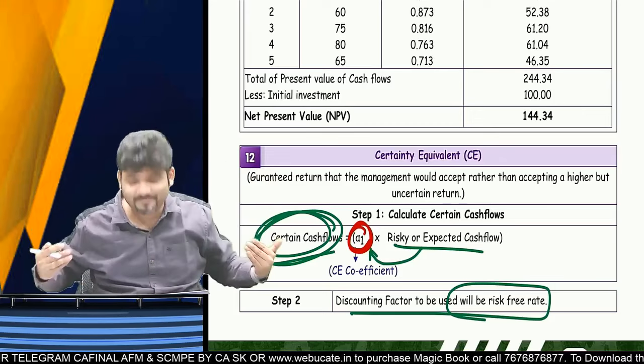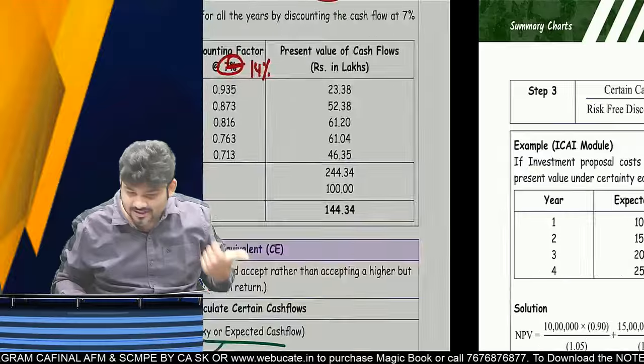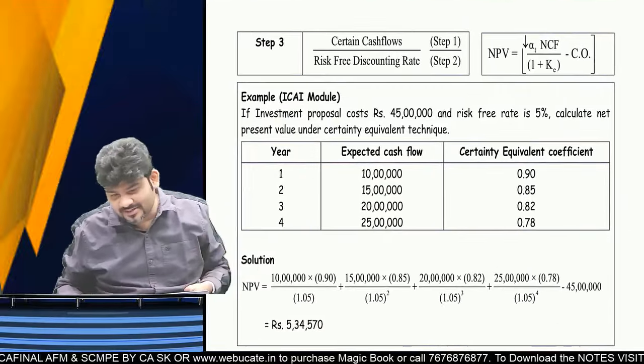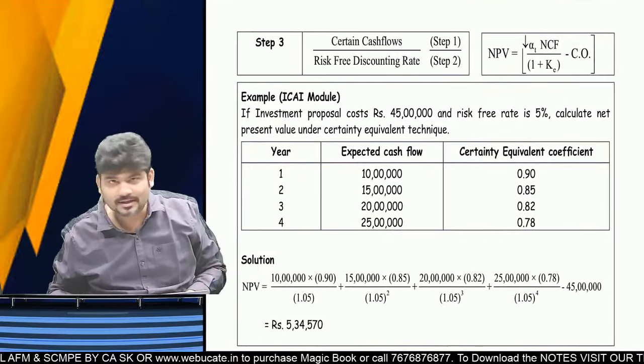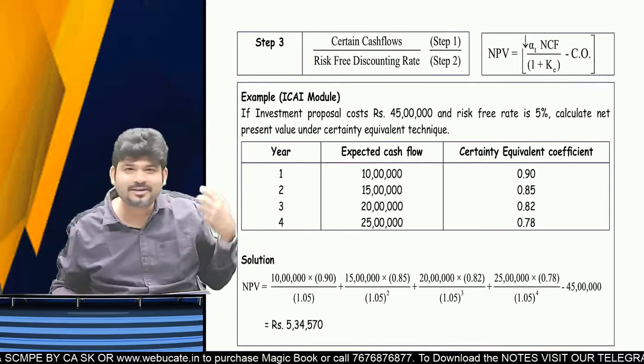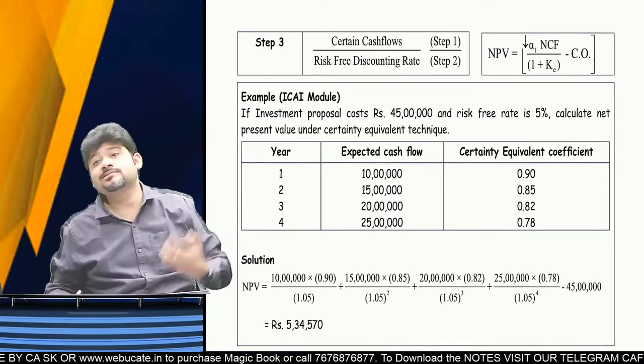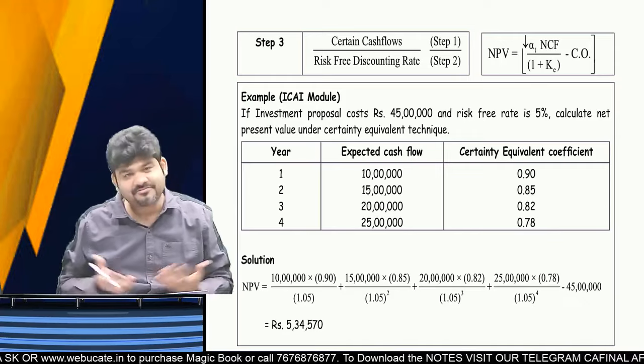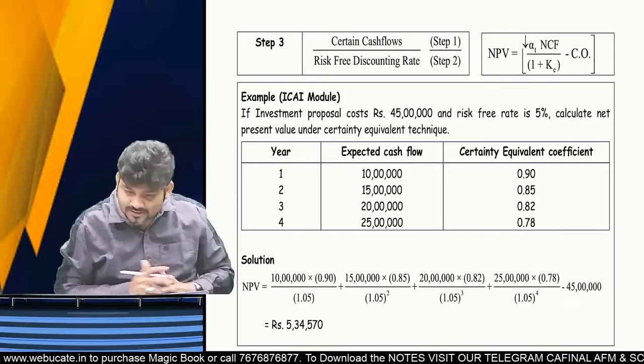So, certain marks, certain cash flows. Gotcha, everybody? Discount it with the given discounting rate and you will get the final answer. So whatever cash flows are given, multiply that by the alpha, which is the certainty factor, and we will get the certain cash flows. Discount it, and you will get it.